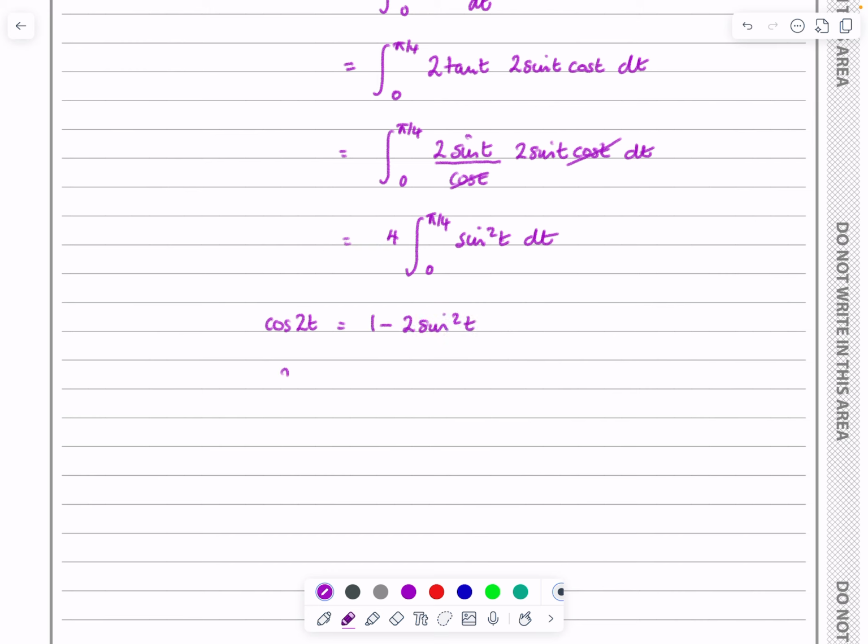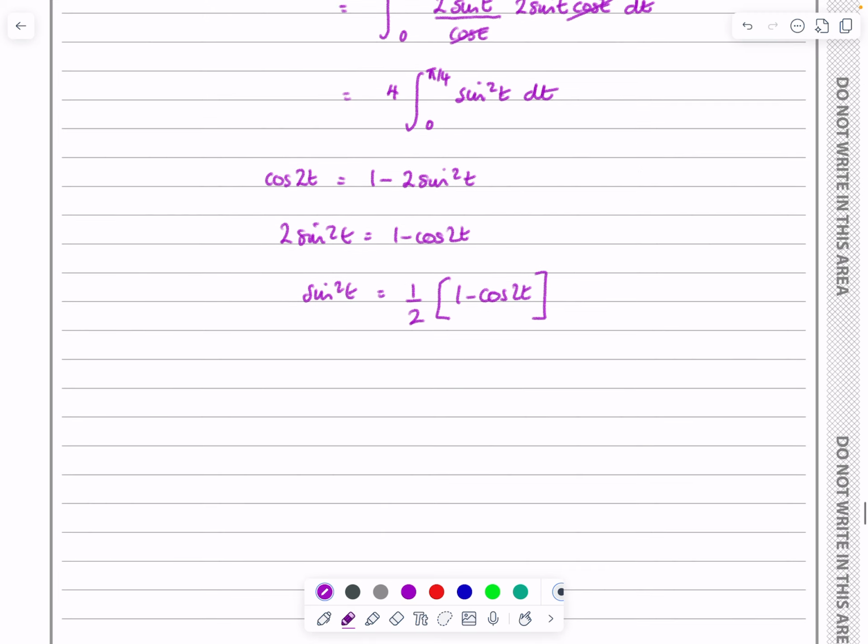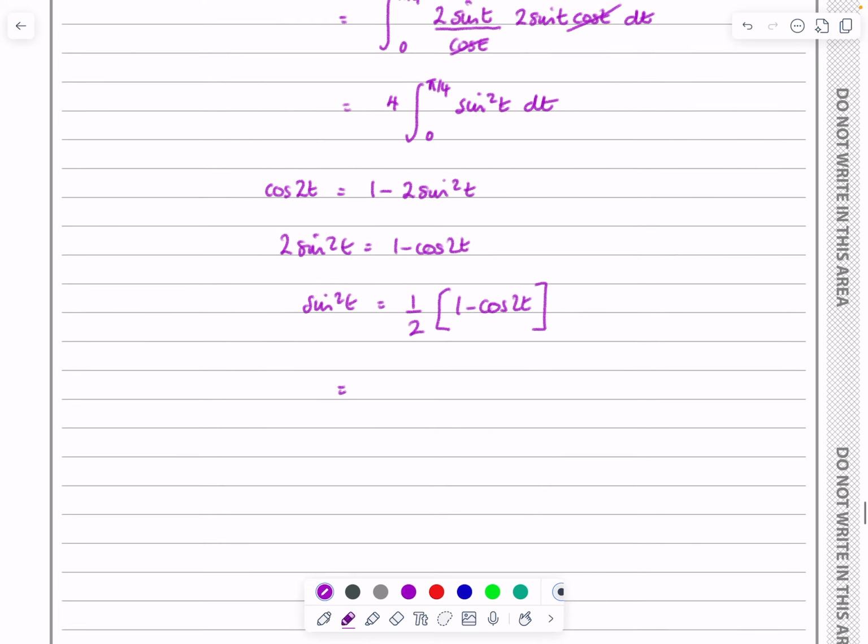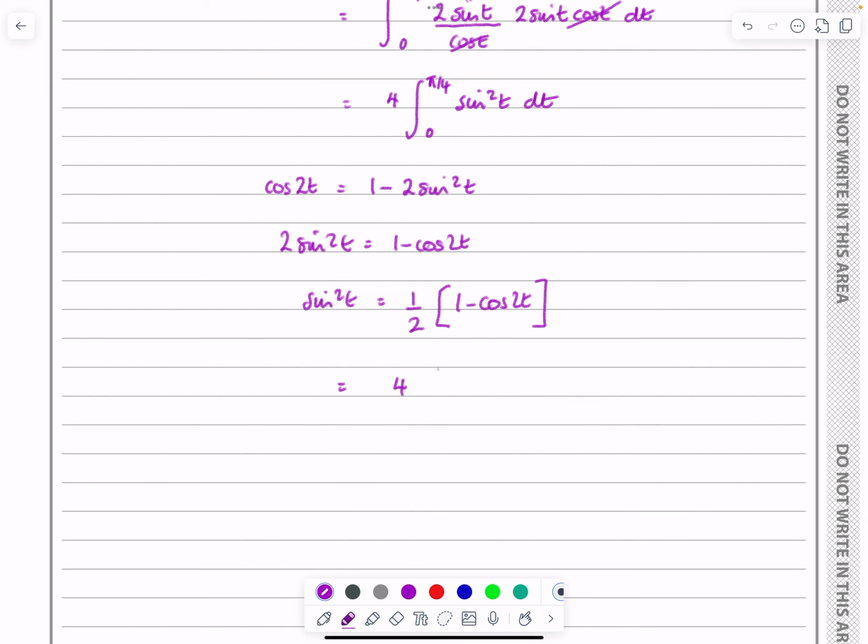If we rearrange that then, 2 sine squared t is equal to 1 minus cos 2t, and so here's where we get sine squared t is half 1 minus cos 2t, because I can integrate 1 minus cos 2t. So here then, I'm going to get my integral as being 4 integral between pi over 4 and 0 of sine squared t, but that's going to be half 1 minus cos 2t.